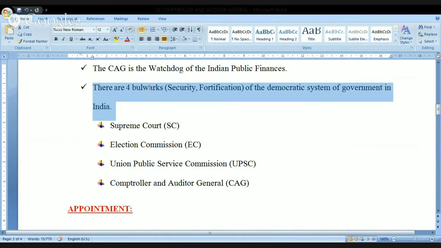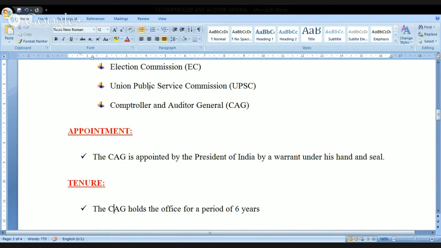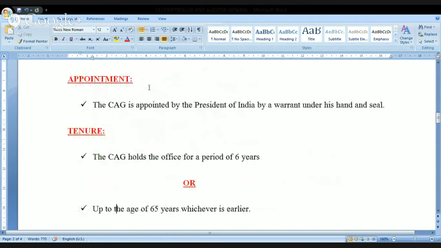This is the statement that is given by Dr. B.R. Ambedkar. According to him, Supreme Court, Election Commission, Union Public Service Commission, and followed by Comptroller and Auditor General. So these are considered to be the pillars of the democratic system. Kindly remember this. And Dr. B.R. Ambedkar has given highest significance to Comptroller and Auditor General. Am I clear? Now, look at the simple points.